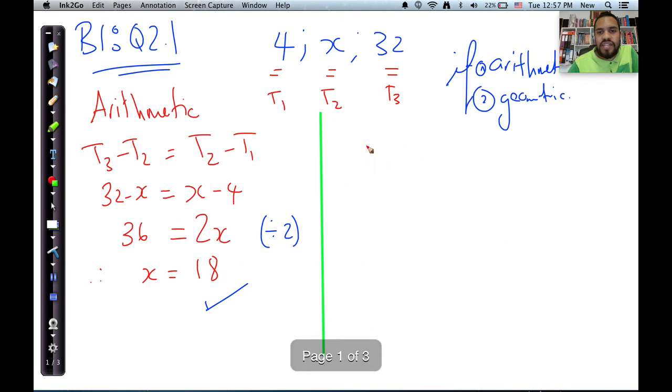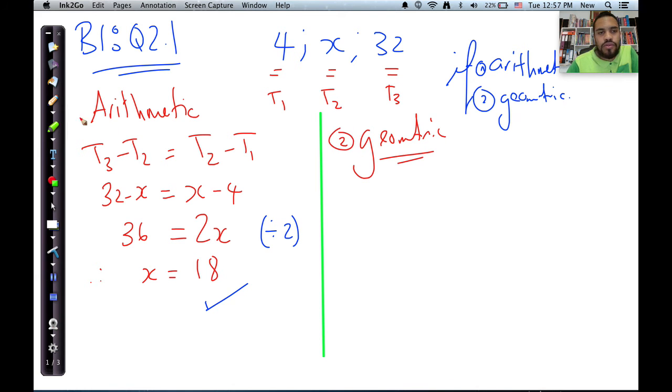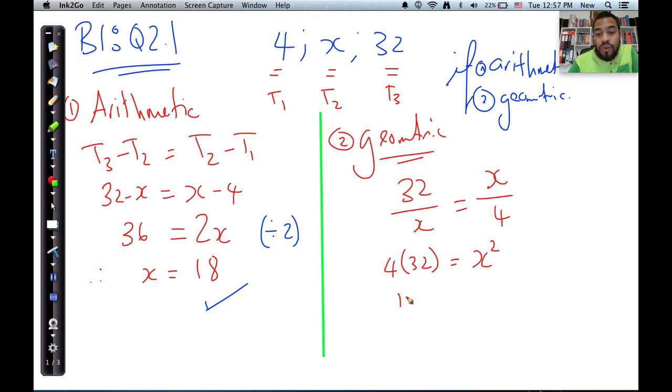So let's see what we can do over here. In the geometric sequence, we can get the following. I'm going to put there 2, that was number 1. So number 2 over here, it's going to be 32 divided by x, which is T3 divided by T2, is equal to x divided by 4. Okay, and now you can take the LCD, which is 4 times x, and multiply everything by 4 times x. I'm going to get 4 multiplied by 32 is equal to x squared. And what will that give me? That will give me 4 times 32 is 128 is equal to x squared.